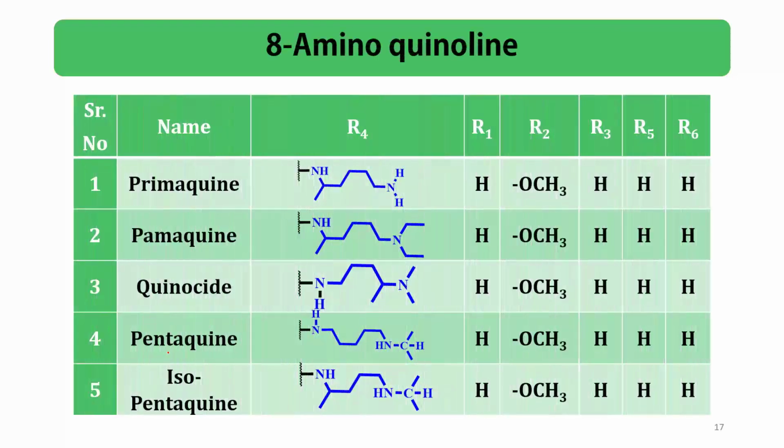In the next slide, we'll take a look at the structures with a table listing the drugs and the positions. Here we have 5 types of drug available. The first is primaquine, the second is pamaquine, the third is quinocide, the fourth is pentaquine, and the last is isopentaquine. Here you can see the R2 group has OCH3, and the rest, R1, R3, R5 and R6, have hydrogen. But there is a change in the R4 position. R4 means the carbon 8 position.